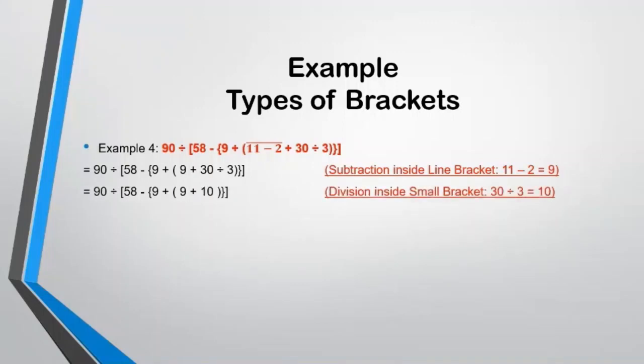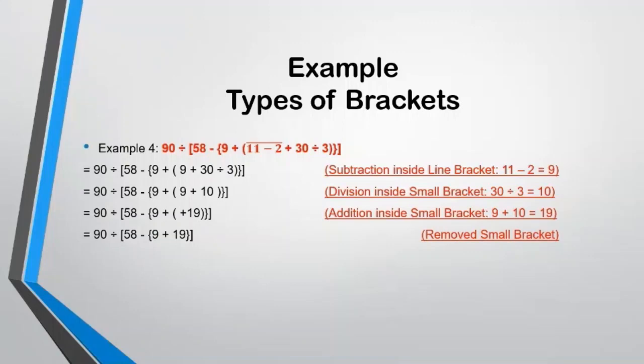Then we will do the division inside the small bracket. So that will simplify the expression to 90 divided by square brackets 58 minus in curly brackets 9 plus in round brackets 9 plus 10. Then we will do the addition inside the small bracket. So that will simplify the expression to 90 divided by in square brackets 58 minus in curly brackets 9 plus in round brackets plus 19, and plus 19 is equal to 19 only.